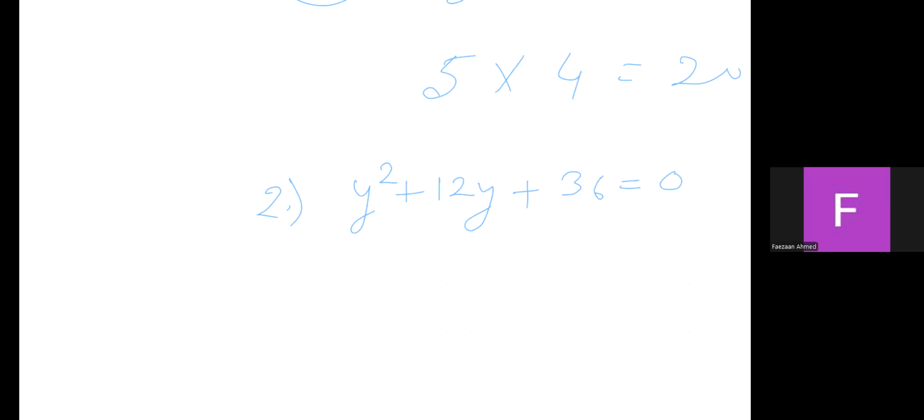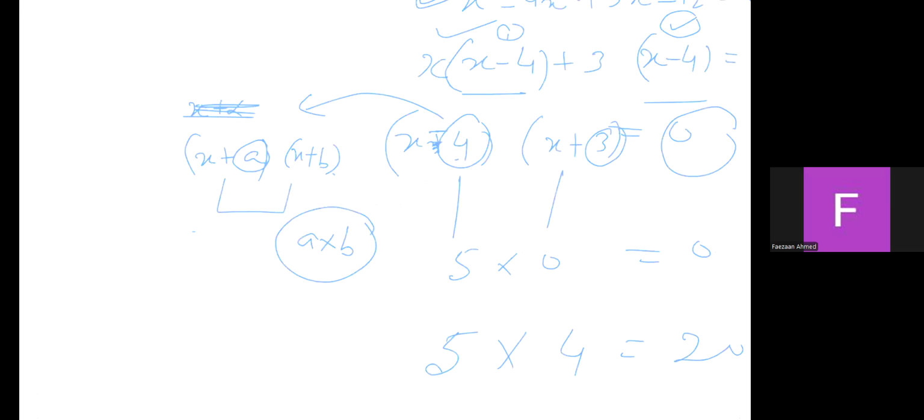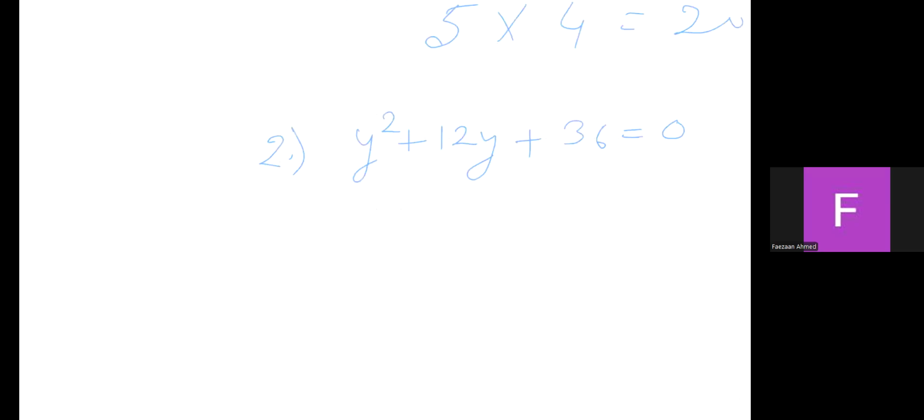I brought them into x minus 4 and x plus 3 form. Can you try and do something that will sort of bring them? So the question, of course, is y square plus 12y plus 36. The hint, if you want me to give the hint, is split the middle term. This is your hint, my friends. Split the middle term. Yeah. So let's see what happens. This is the middle term.